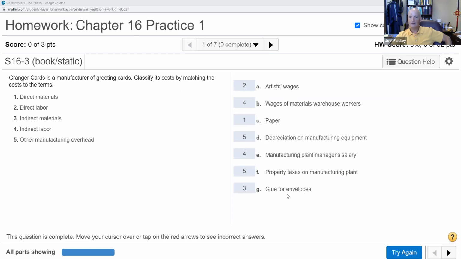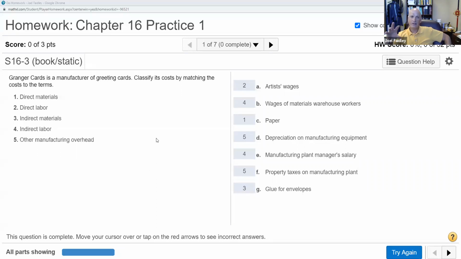Property taxes. 5, glue for envelopes. You know, that's a good one. You think, well, if you're making greeting cards, the glue is going on an envelope and it's associated with the card, why would you not have that as direct material? Probably because the glue is insignificant. It's not material, as we say in accounting. It's not significant enough to be a part of something direct, even though you can trace the glue directly to those envelopes. Hey, it's not much money. Just go ahead and put it into that big bucket called overhead, and we'll allocate it that way.